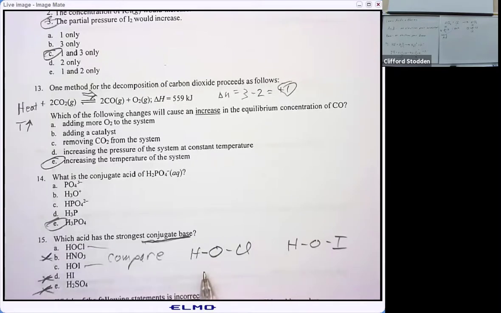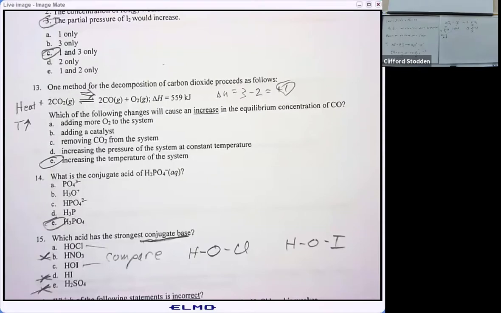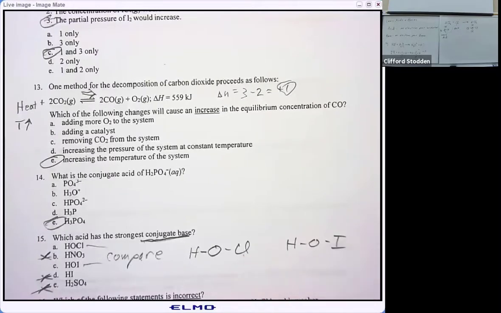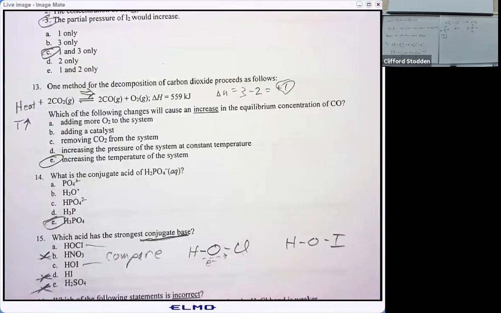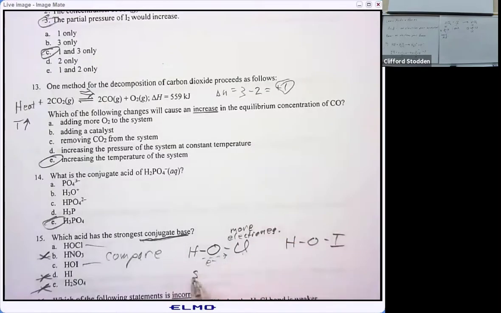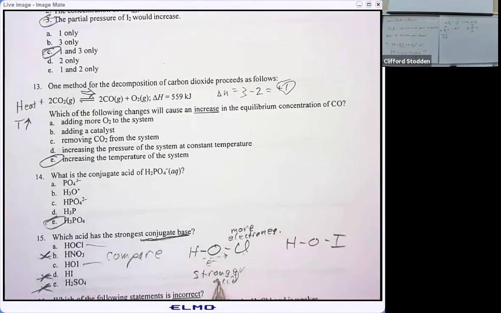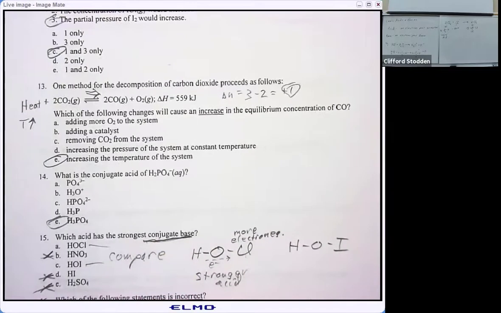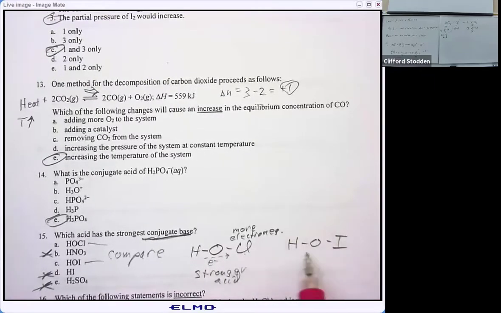The other thing you look at is electronegativity. And so the chlorine and the iodine do have different electronegativities. The chlorine is more electronegative than the iodine, which means it's pulling electron density towards itself, which makes the bond to the hydrogen weaker. Meaning that because the chlorine is more electronegative, this is going to be your stronger acid. Now, that's not the answer to the question, though, because the question says, which is the strongest conjugate base? Since this is the stronger acid, that means the conjugate base of this would be stronger.